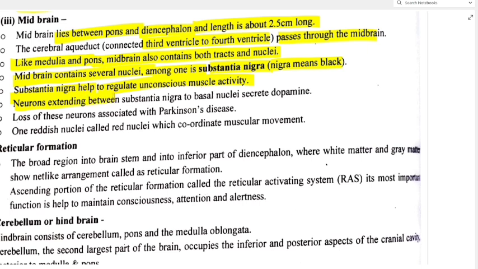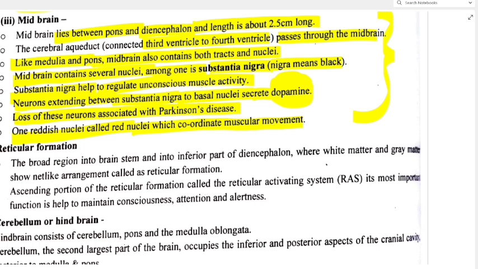Neurons extending from substantia nigra to basal nuclei secrete dopamine. Basically, this dopamine and substantia nigra both we have studied in Parkinson's disease. In later classes also we will be studying. Loss of these neurons is associated with Parkinson's disease. See, and one reddish nucleus called red nucleus coordinates muscular movement. So midbrain, hope it is clear to all of you.